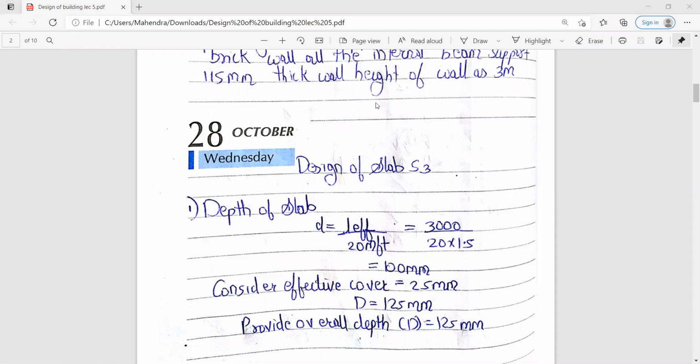So starting with the slab S3, D will be equal to L effective upon 20 MFT.